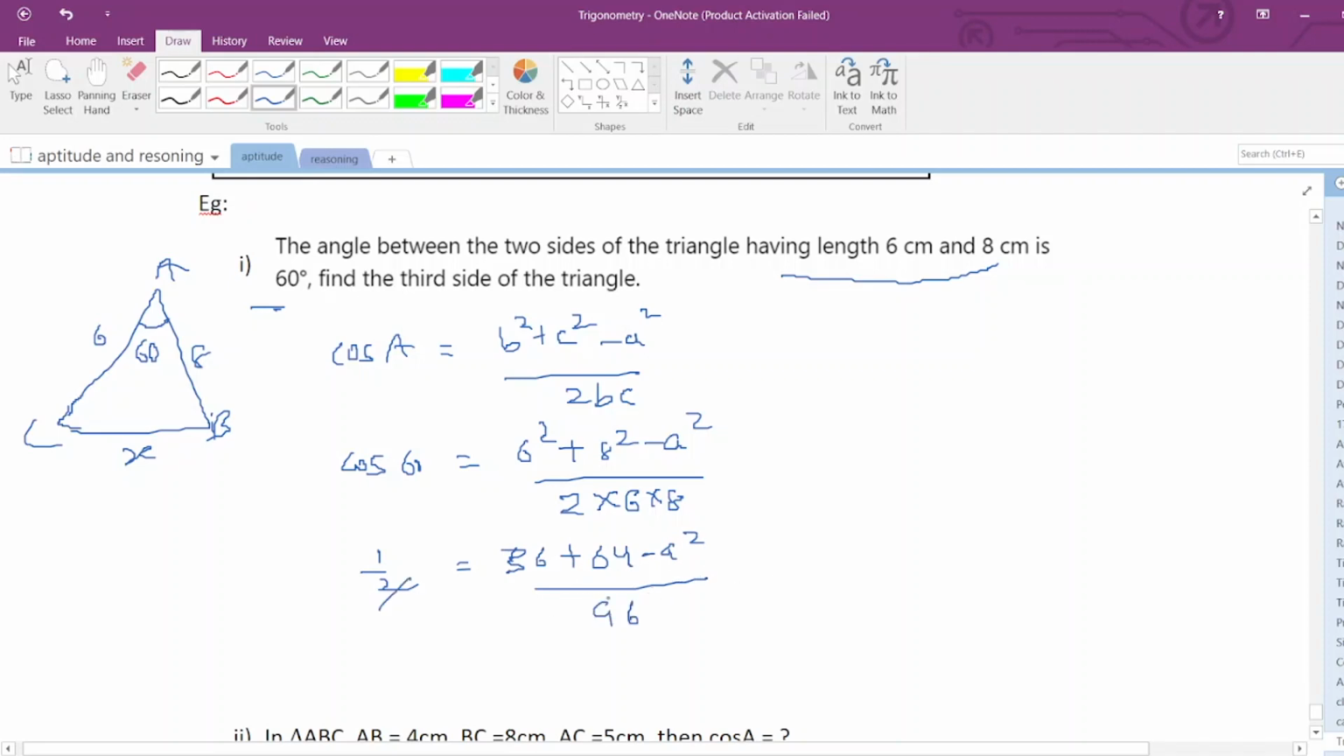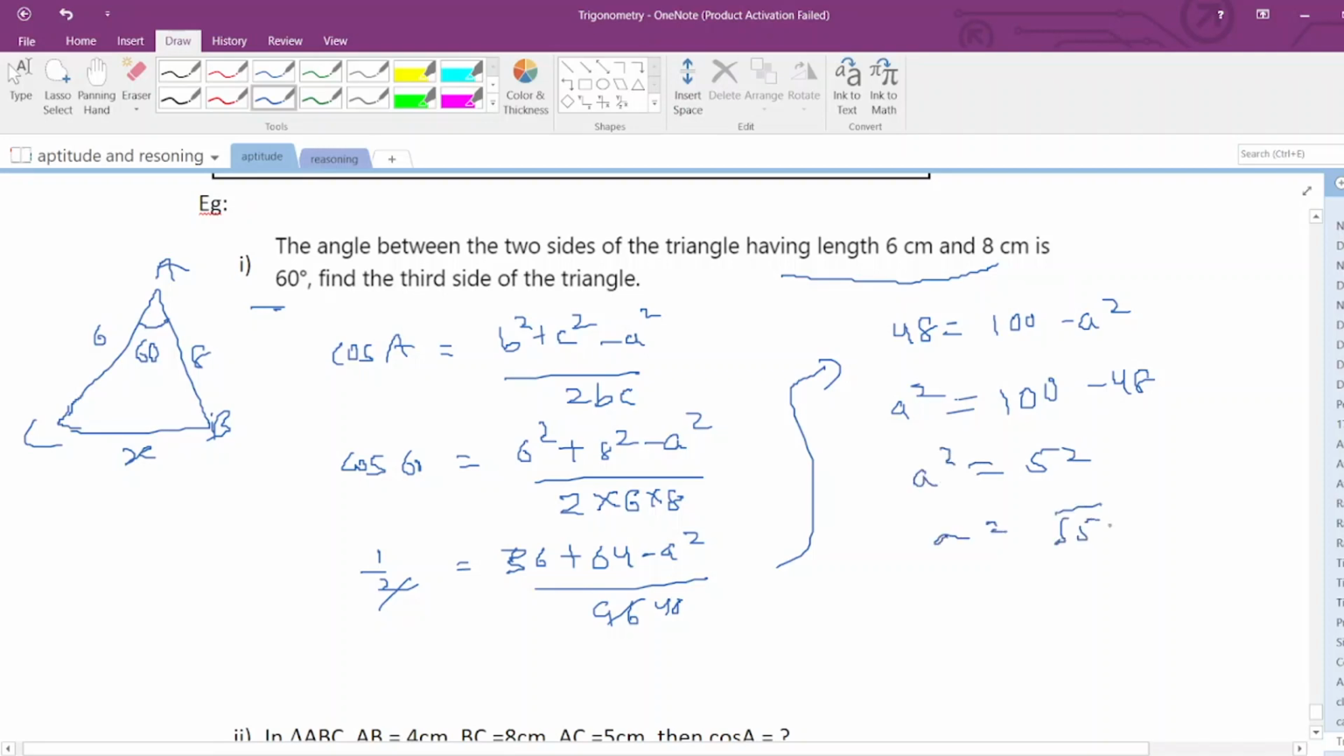So 2 ones are 2, 48 twos are 96. So taking 48 to the other side, it becomes 48 is equal to 36 plus 64 is 100 minus a square. So a square should be 100 minus 48, which is equal to 52. So a square is equal to 52, then a is equal to root over 52. Okay, so the answer is root over 52. The other side is root over 52.